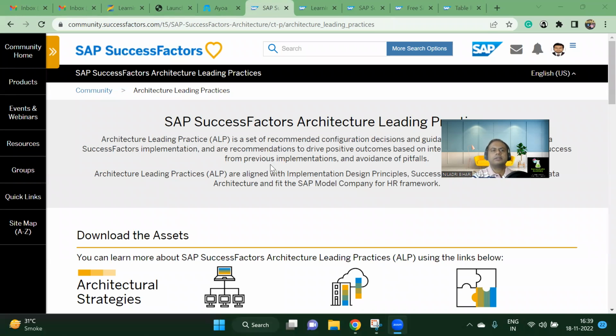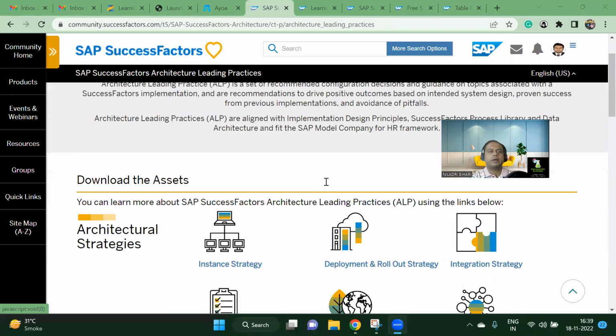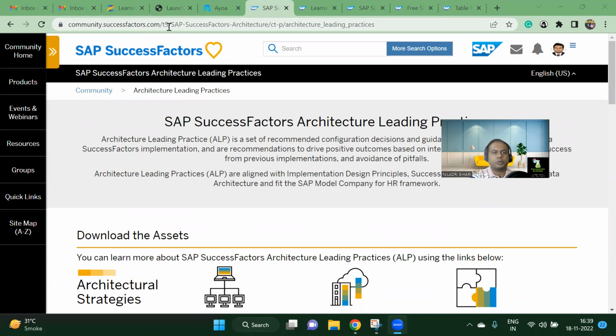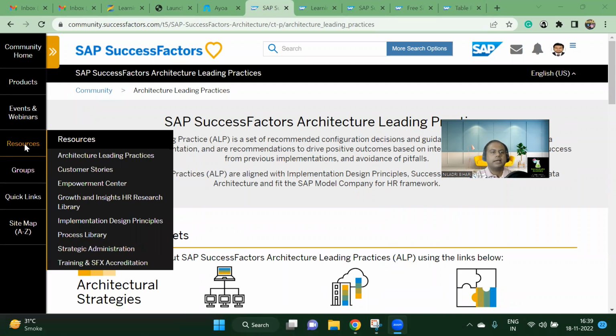Before that, let me show you how you can navigate to the ALP documents and where you can download them. Although there are many discussions on different platforms and in different communities, people still do not know how to navigate to this. So for this, you can log into community.successfactors.com. Once you log in using your S-User ID, you will find a link in the resources. Inside the resources, the first one is Architectural Leading Practices, or in short, we call it ALP.